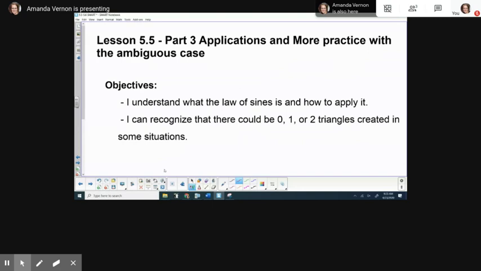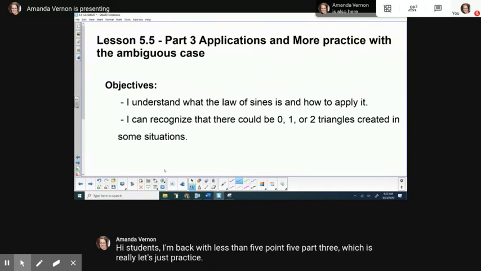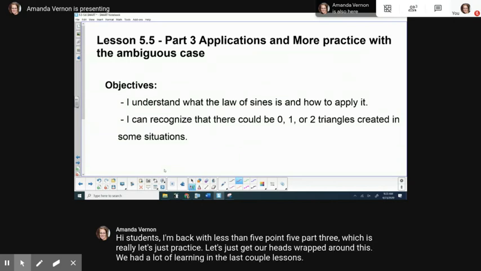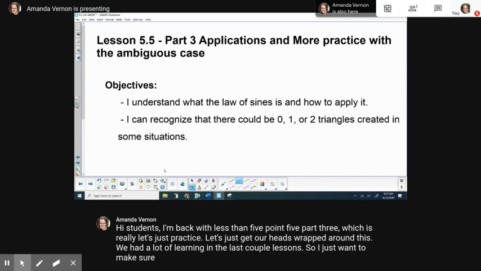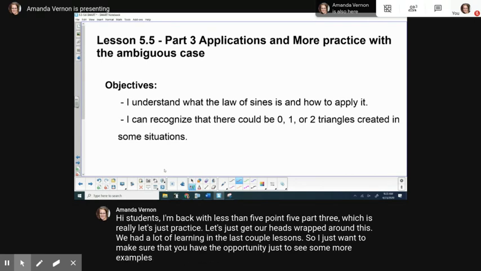Hi students, I'm back with lesson 5.5, part 3, which is really, let's just practice. Let's just get our heads wrapped around this. We had a lot of learning in the last couple lessons, so I just want to make sure that you have the opportunity just to see some more examples and practice referencing the different ideas.